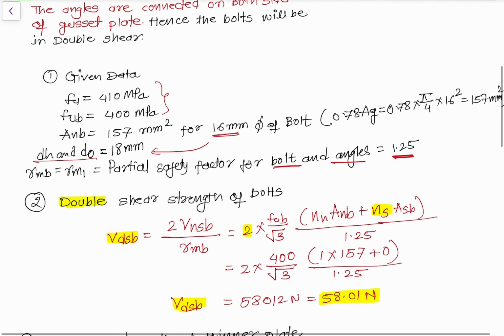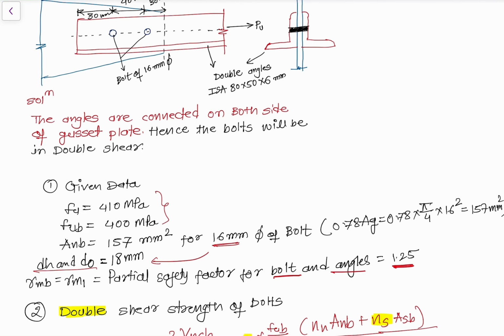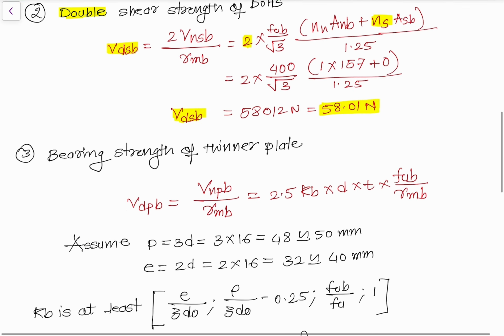Okay, you can see why I'm doing this double shear, because the angles are connected on both sides. The angles are connected on both sides, back to back of the gusset plate, hence the bolt will be in double shear. That's why we are using the double shear bolt, right? Now, so VDSB we got.